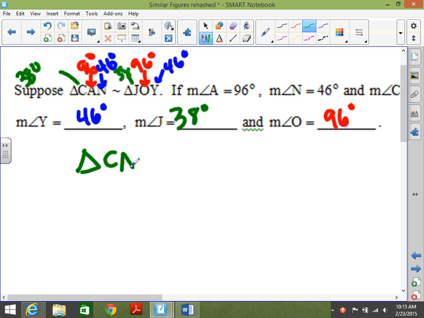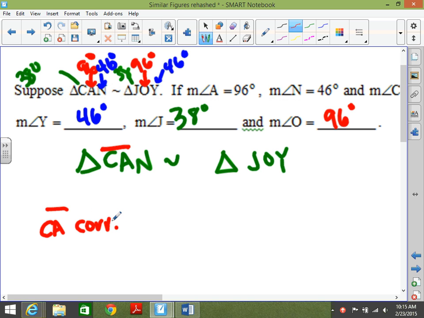Triangle CAN is similar to triangle JOY. We did the angles. Now let's figure out our corresponding sides. Okay, so we're going to start here. Side CA. What does CA correspond to? JO. Good.